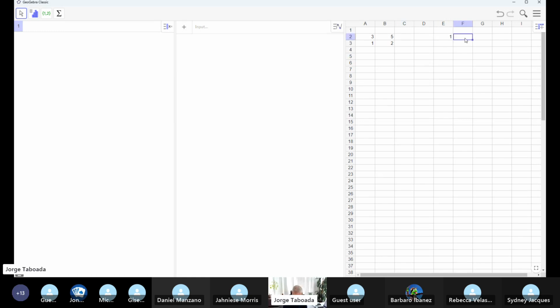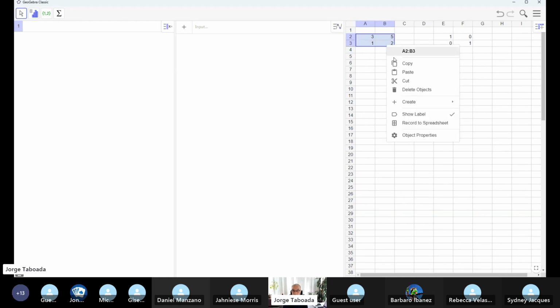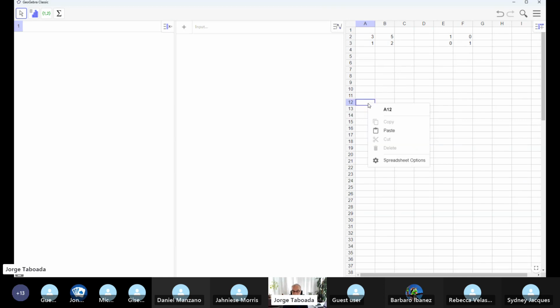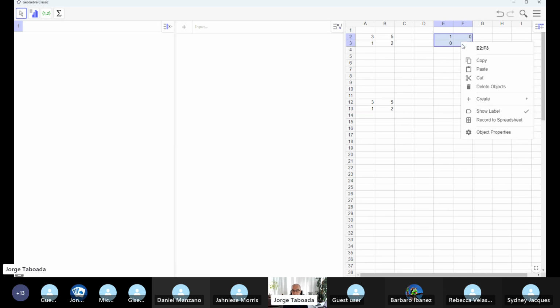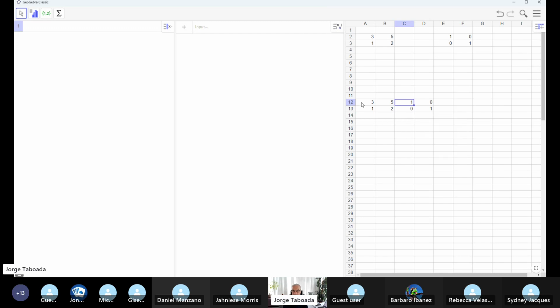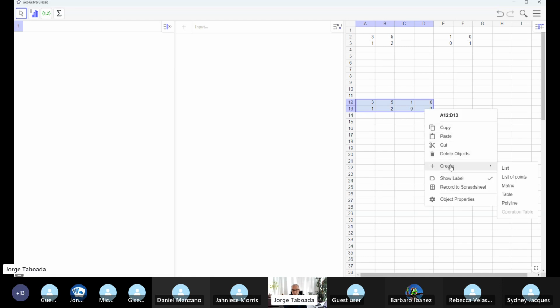1, 0, 0, 1. Okay, now this is my original matrix. I just copy, paste in the place you want. Here I copy the identity matrix, and you put together the augmented matrix. And this is my new matrix. By the way, this matrix is a matrix 2 by 4 because we have 2 rows and 4 columns. I create this matrix.